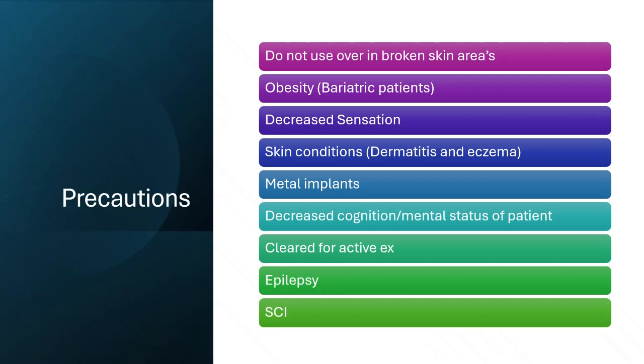Precautions include not using the TENS unit and the pads over a patient's broken area of skin, obesity due to electrical impedance issues, decreased sensation due to them not being able to feel, skin conditions, metal implants, decreased cognition or mental status, making sure they're cleared for active exercise, epilepsy, as well as spinal cord injuries.